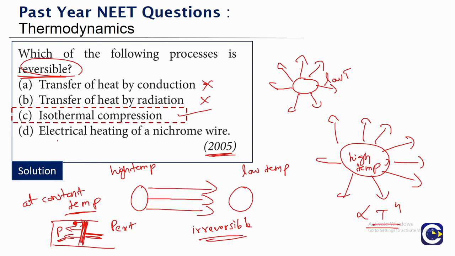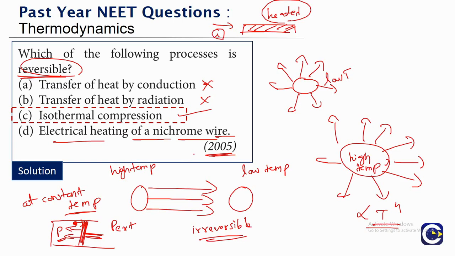Option D is what? Electrical heating of the nichrome wire. So when you heat it, this is something that we'll even talk about in the heating effect of electric current chapter. When you take the nichrome wire and pass current through it, because of the power dissipated, the nichrome wire is going to get heated, and this is a process that will be irreversible. So from that heat again we will not be able to get the current back.